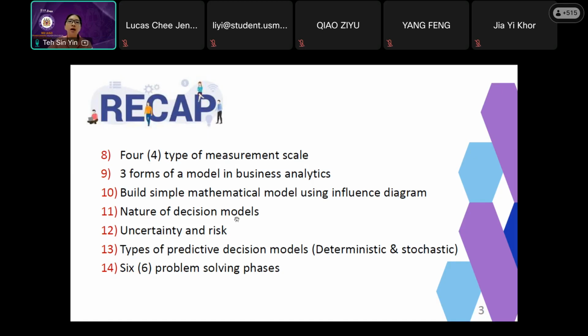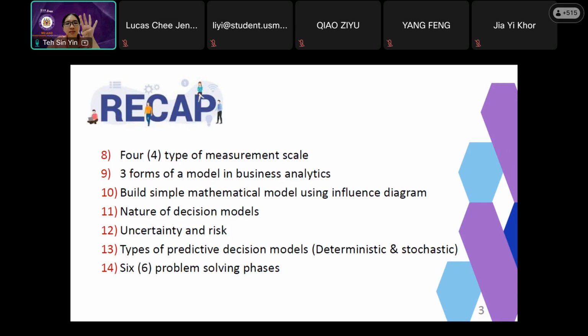Now I want to know the 4 types of measurement scale. Can you type the 4 types of measurement scale in the chat box? I see ratio. Start from nominal, follow the sequence. For the measurement scale, the sequence is important. You start from nominal, ordinal, interval, and then ratio. I think Zhen Ding is the first one to answer all correctly.